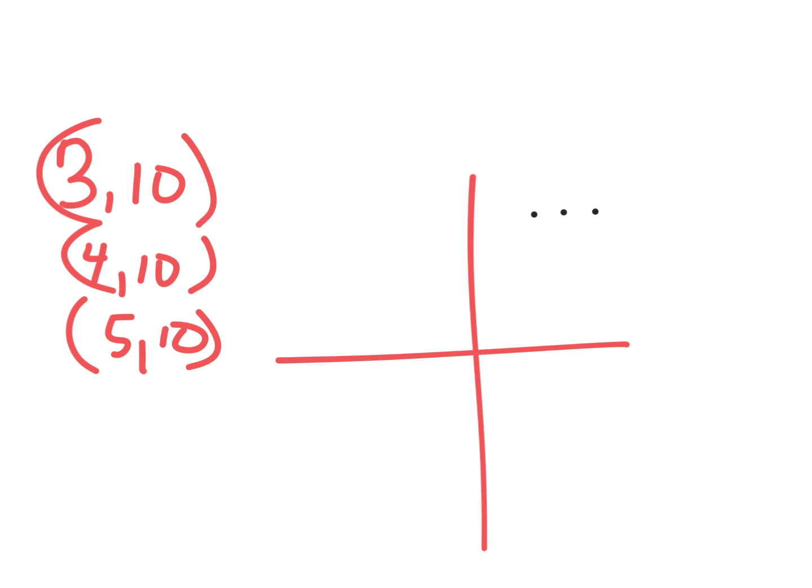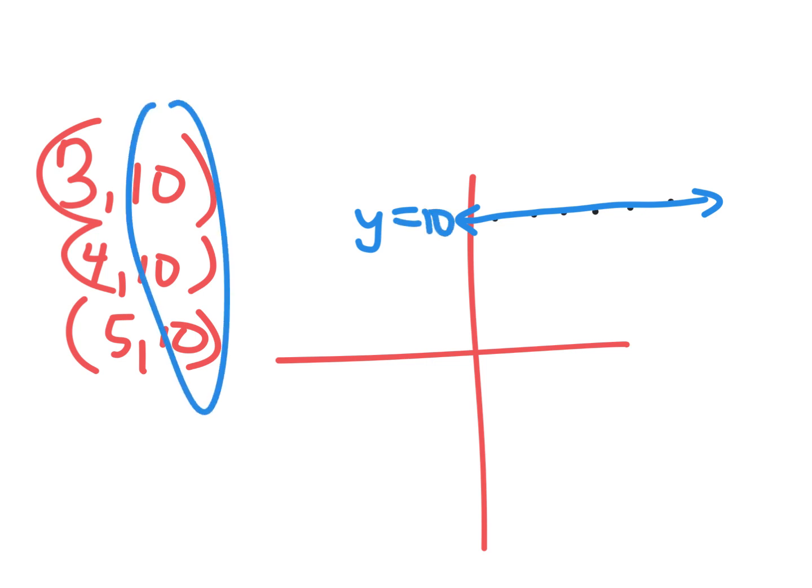There's 3 10, there's 4 10, there's 5 10. If I kept going, is there anything wrong with that? No. It can be a straight line like that. That's the line y equals 10. Y is always 10. I don't care what the x is. X can be anything you want, but y is going to be 10. Is that a function? Yes, it passes what's called the vertical line test. If I draw a vertical line through it, it doesn't touch it twice.